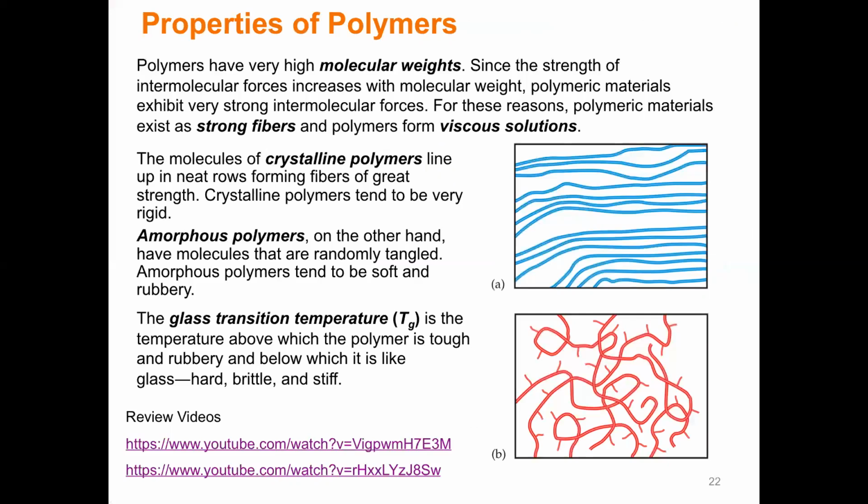Here you can see crystalline ones. As you can tell, crystals are very rigid in their shape. Here, amorphous ones have randomly tangled chains. And this is going to have to do with the transition temperature, which is kind of an interesting thing here.